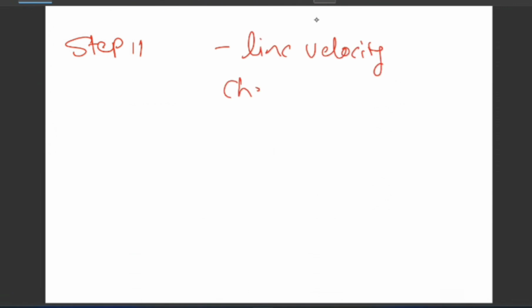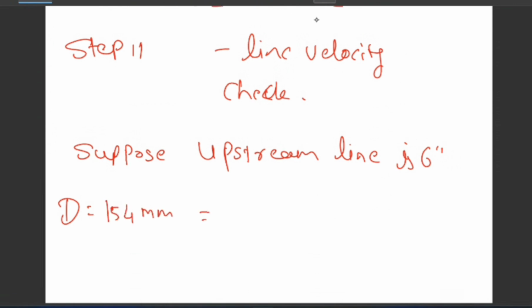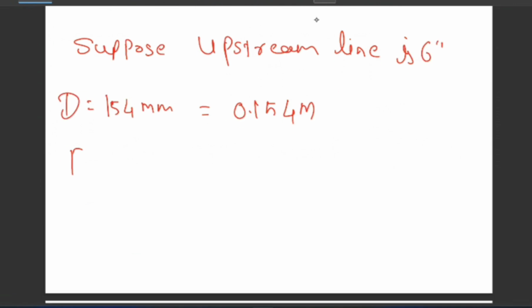Then line velocity, step 11, line velocity check. Velocity is very important. Pressure and velocity, our whole industry is running on that. We know the upstream line is 6 inch, with an approximate internal diameter d of 154 mm, so in meters 0.154 meter. We know the flow. What is the formula?